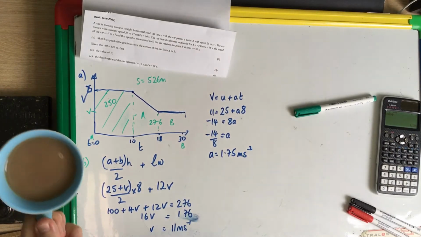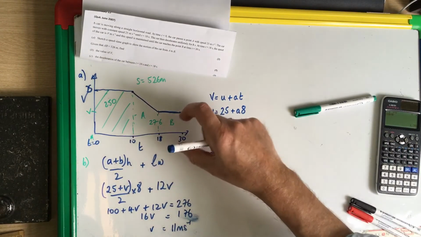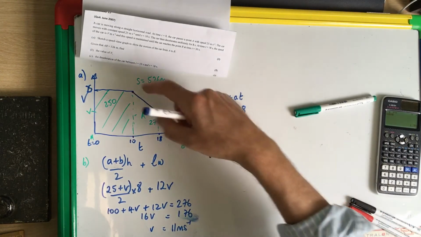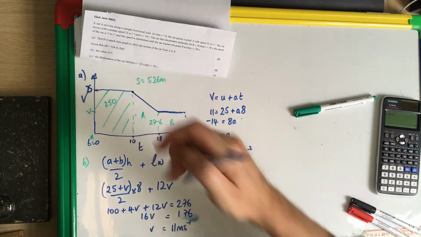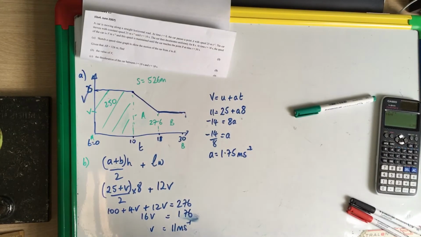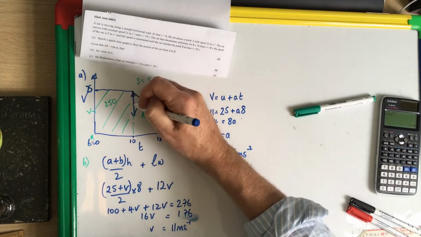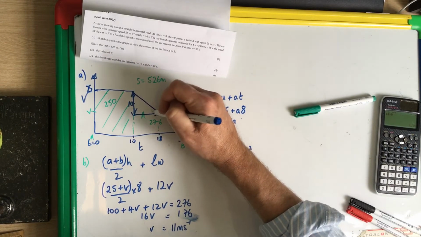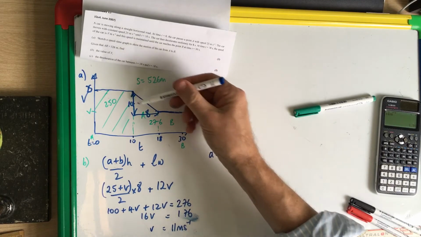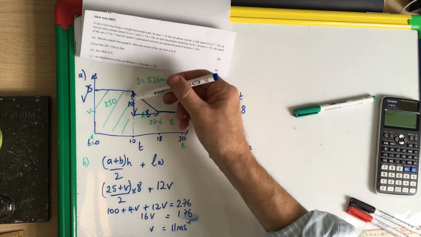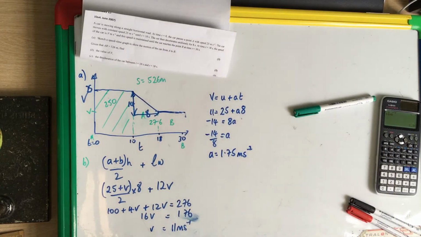Okay, you could just do the gradient, you know, y over x, and again you end up with 14 over 8. The whole thing is 25. So take off your 11 means that distance there is 14 and that distance is 8. And y over x is the gradient of that line, isn't it? So 14 divided by 8 is 1.75. And you know that it's a negative slope. Okay, so that's the first one.